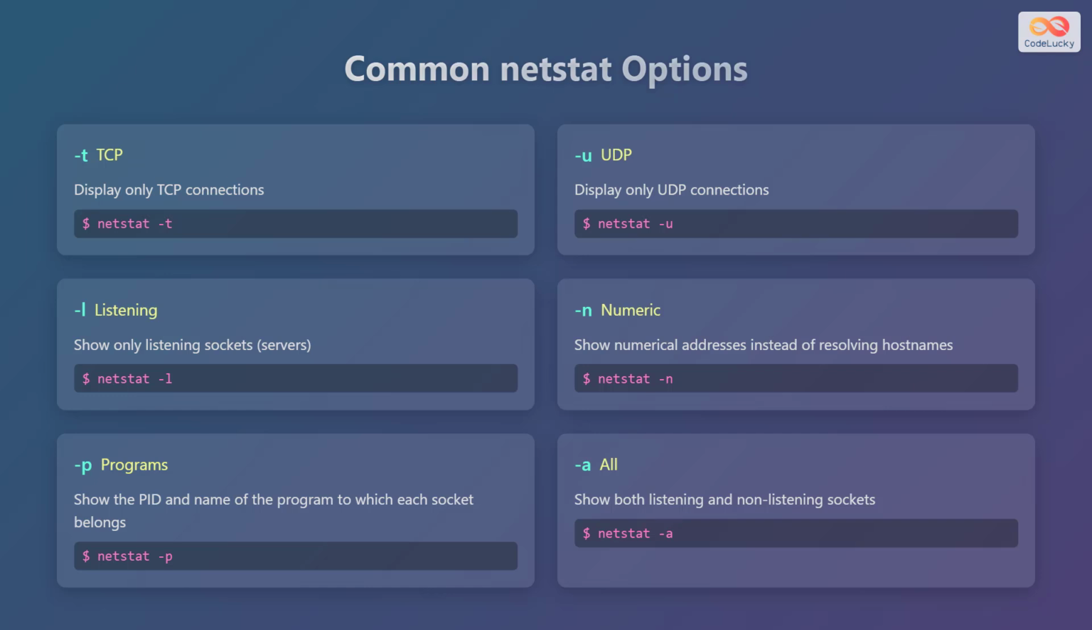output. For example, $netstat -n. The -p option shows the process ID and name of the program to which each socket belongs. This requires appropriate permissions. For example, $netstat -p. And the -a option shows both listening and non-listening sockets, giving a comprehensive view of all network activity. For example, $netstat -a.